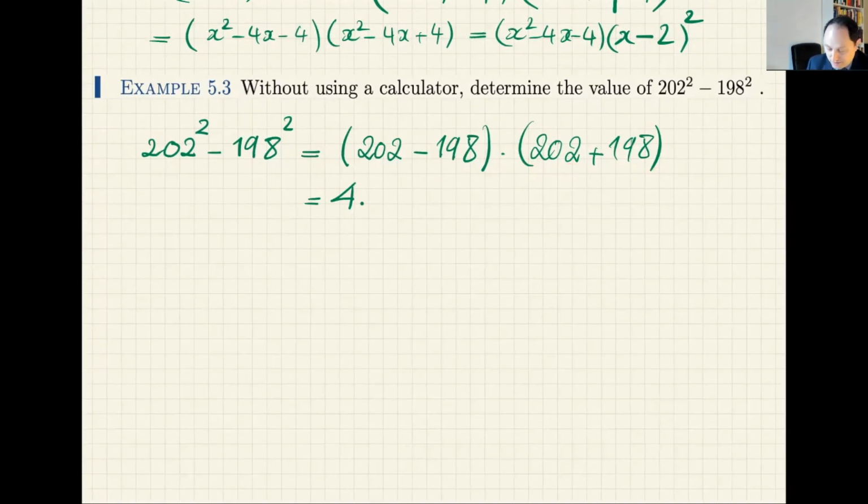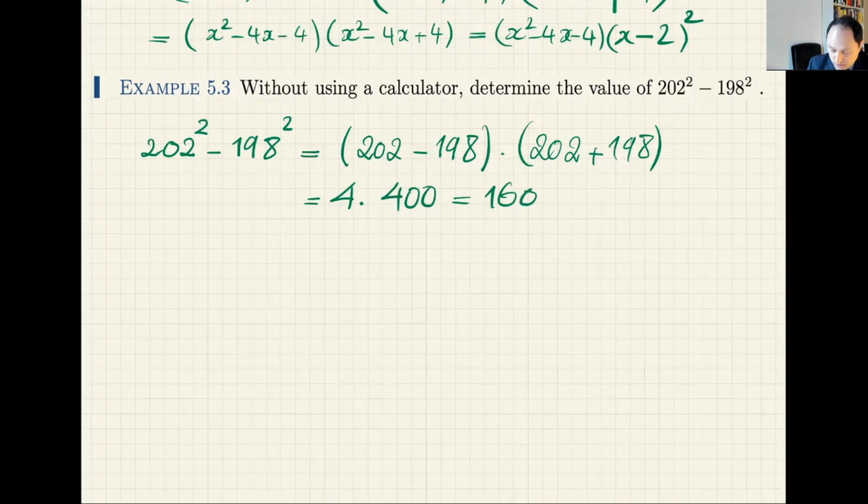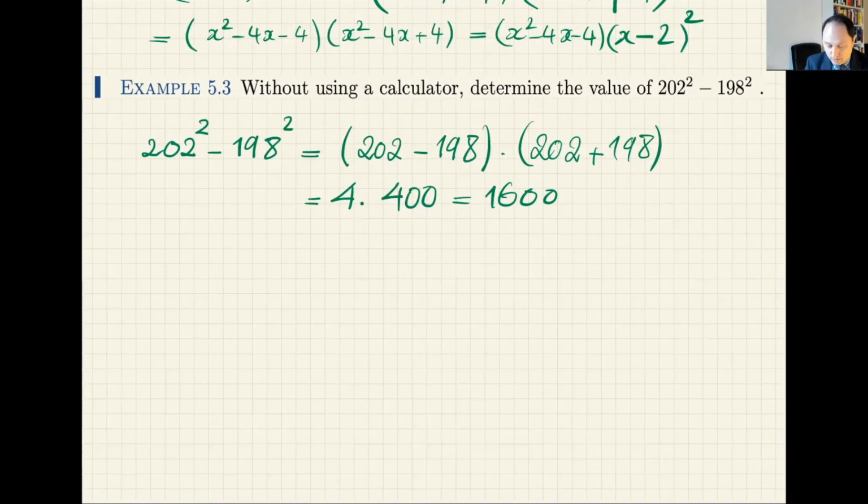What's the answer? What is the sum in your head? 400. It's not hard. And then multiplying 4 by 400 is also very simple. So it is 1600. As simple as that, you see, I really didn't need any calculator. I was able to calculate this numerical value very quickly. So that's one benefit of knowing these patterns.